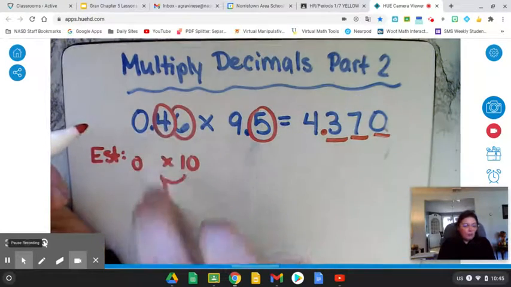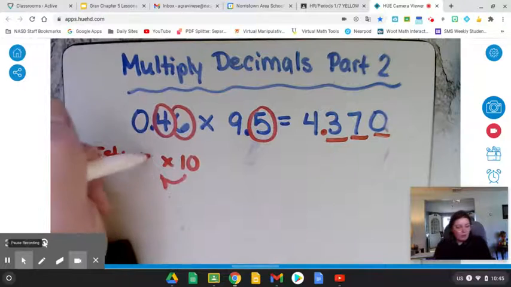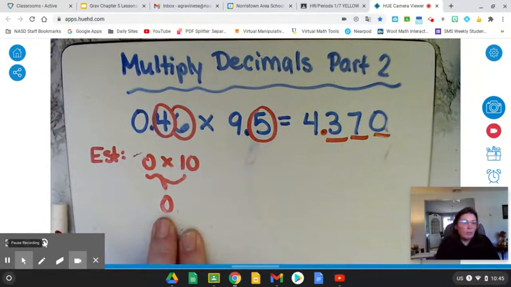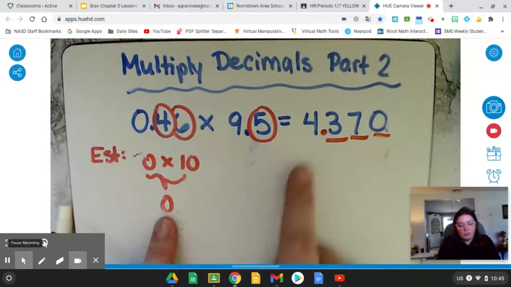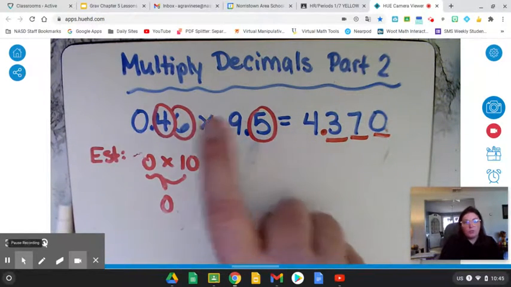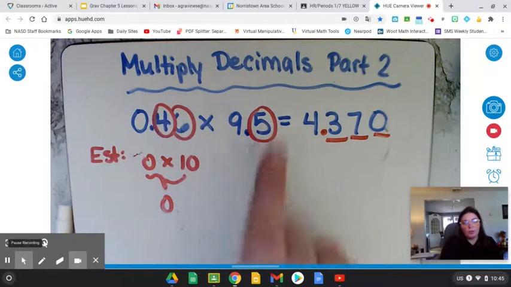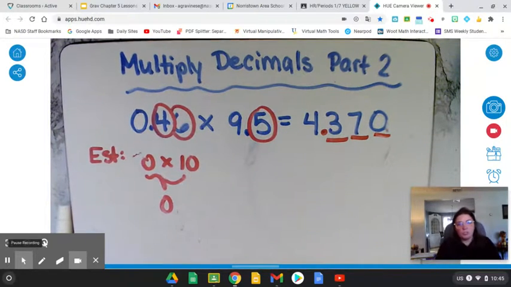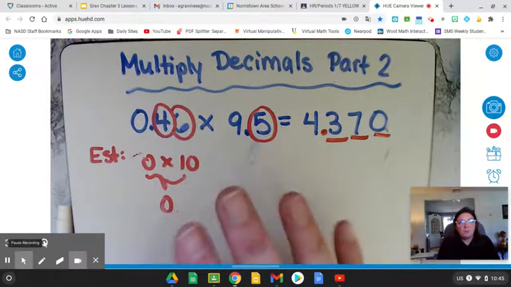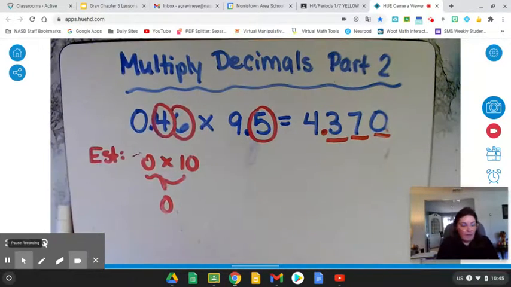Now, if you went with the estimate of 0, just be careful, because if you only placed your decimal point based off of your estimate, you might have put the decimal point up front. So the counting method is a great way to place your decimal point. I would do both, because if one of them gets messed up, then you might have the other one to help you out.